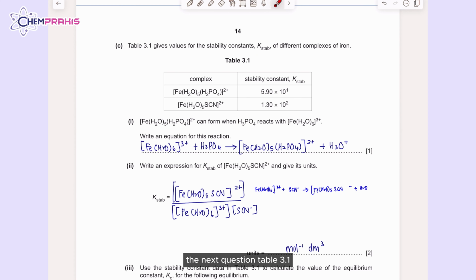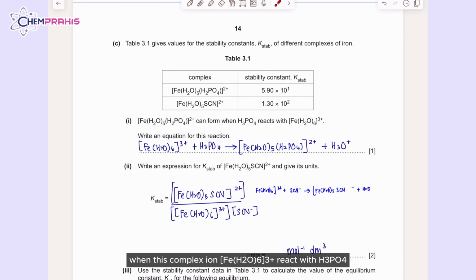The next question, table 3.1 gives values for the stability constant of different complexes of iron. So this is [Fe(H2O)5(H2PO4)]2+ can form when H3PO4 reacts with [Fe(H2O)6]3+. Write an equation for this reaction. When this complex ion [Fe(H2O)6]3+ reacts with H3PO4, this H3PO4 will become a Bronsted-Lowry acid. They will donate a proton to one of the water to form H3O+. And this H3PO4 will become H2PO4- with negative 1 charge. So that's why the 3+ will become 2+.